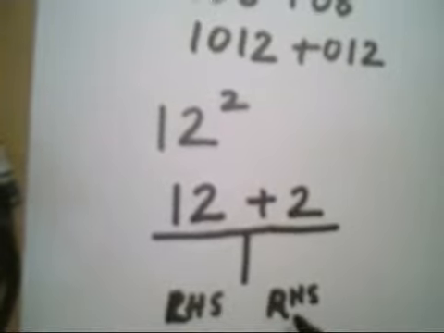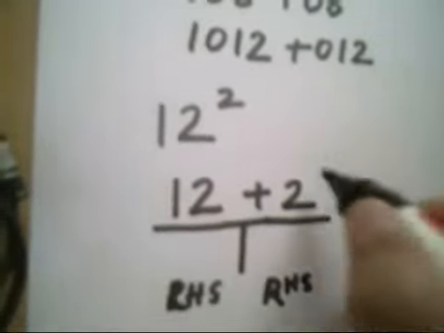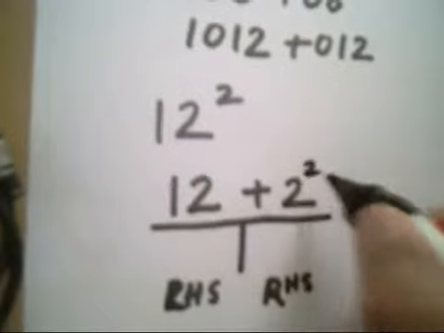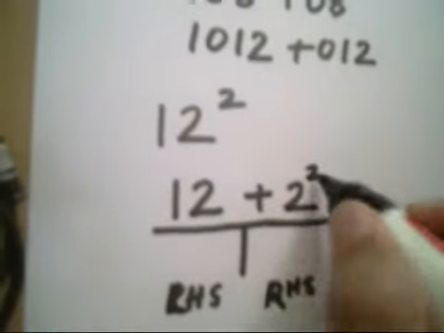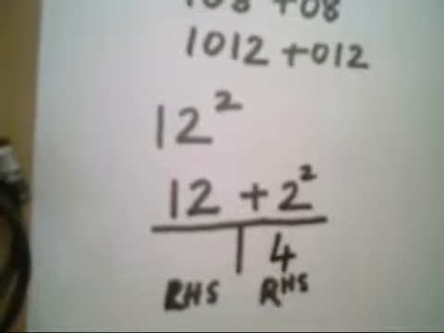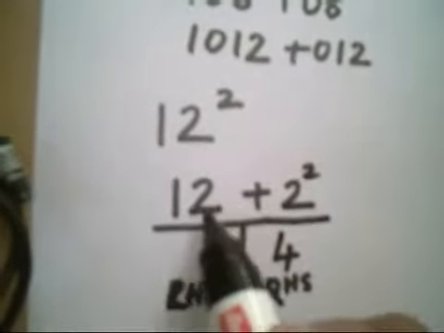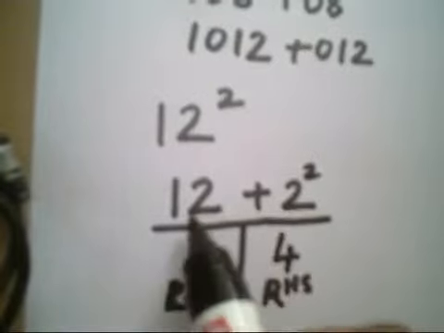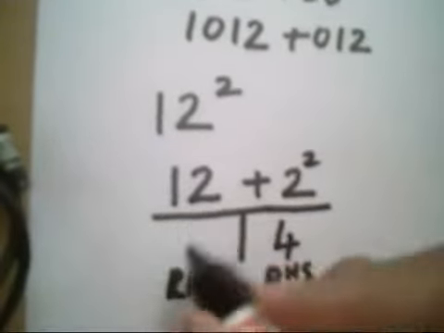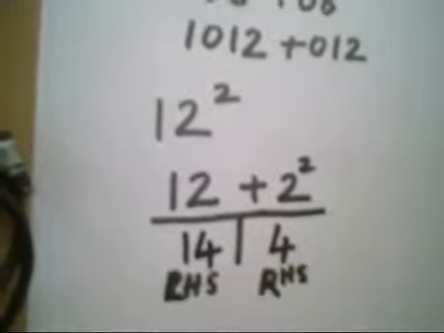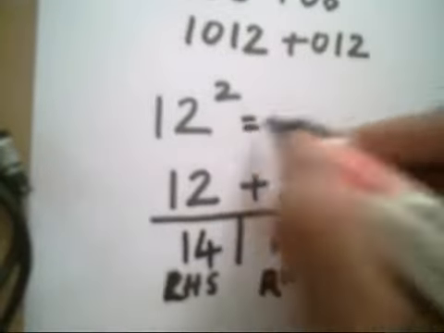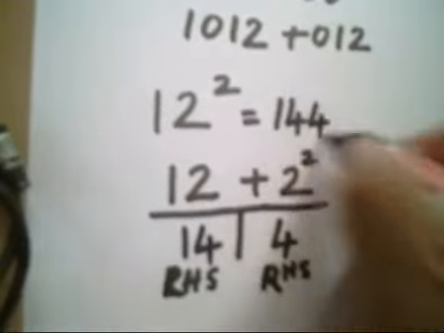To get the answer at the right hand side portion is simple. Just square only the deviation. That is, 2 square is 4. And to get the answer at the left hand side is very simple. Already you have written, just add the deviation and the number. That is 12 plus 2 is 14. And that's all. I got the answer, that is 12 square is 144.